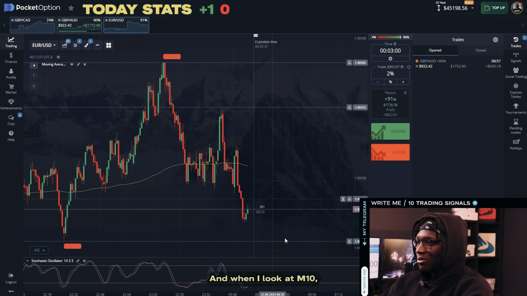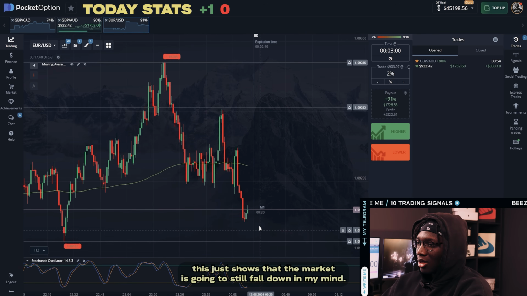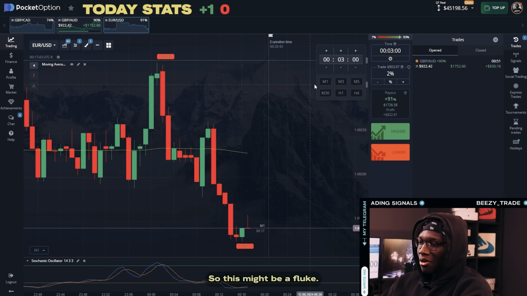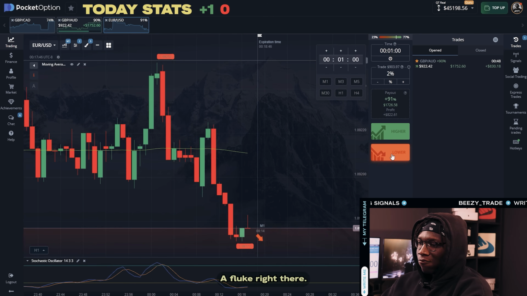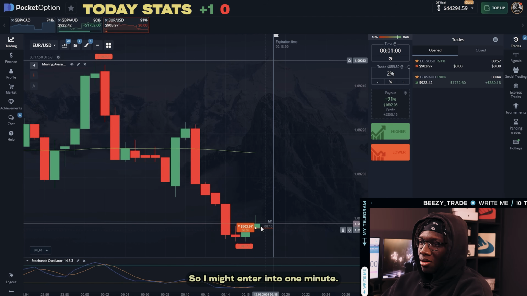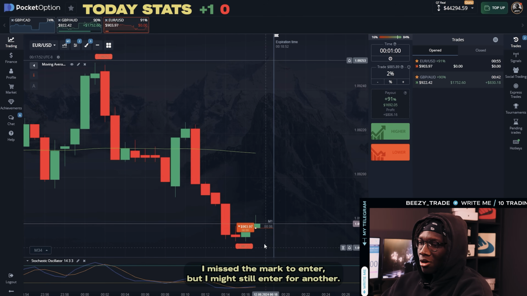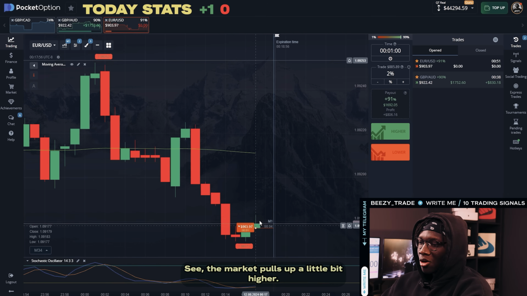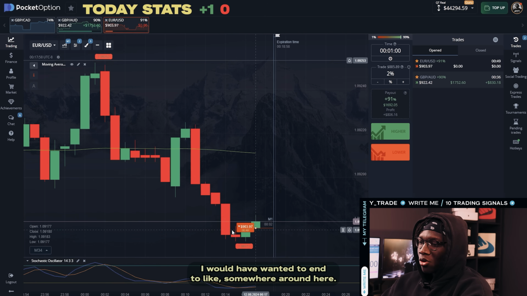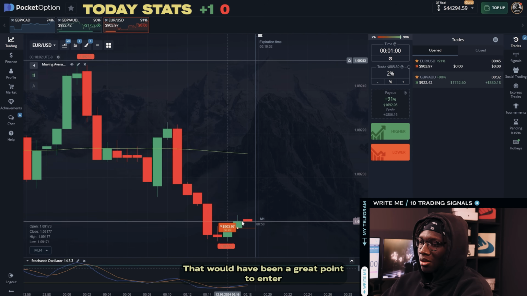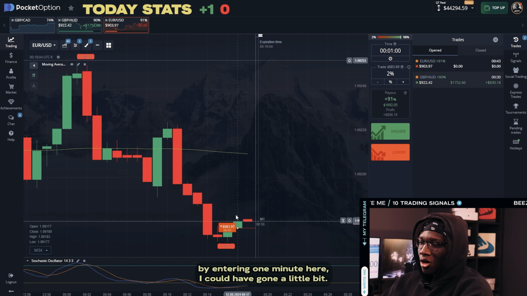And when I look at M10, this just shows that the market is going to still fall down in my mind. So this might be a fluke right there. So I might enter into 1 minute. I missed the good mark to enter, but I might still enter for another. See, the market pulls up a little bit higher. I would have wanted to enter somewhere around here. That would have been a great point to enter. By entering 1 minute here, I could have gone a little bit.